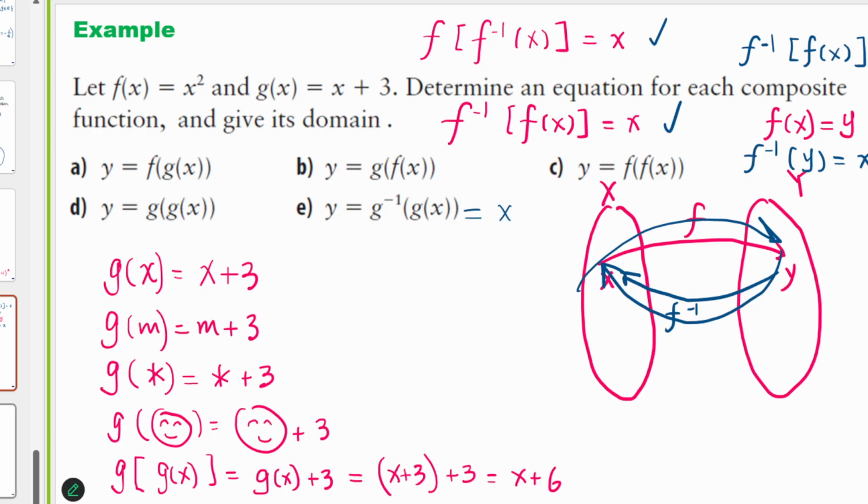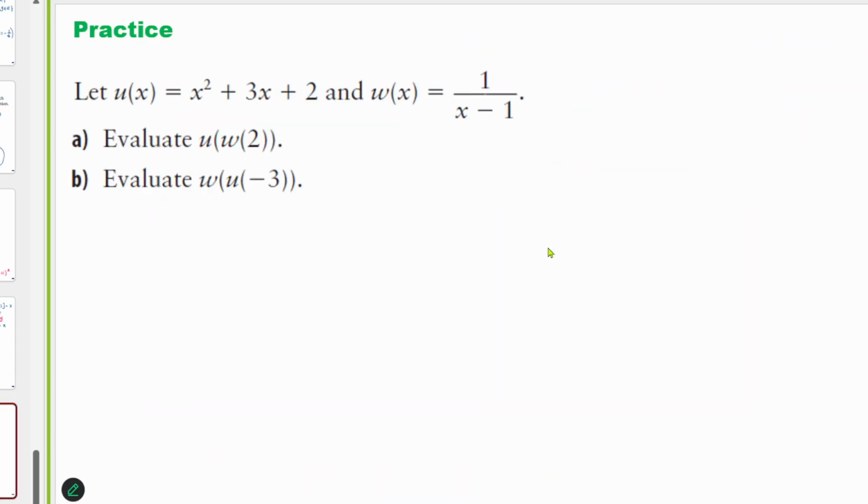Alright, let's see another practice here. If we let u(x) equals x squared plus 3x plus 2, and w(x) equals 1 over x minus 1, can you evaluate u of w of 2? And then evaluate w of u of negative 3.